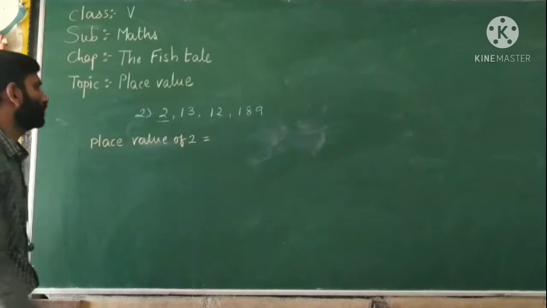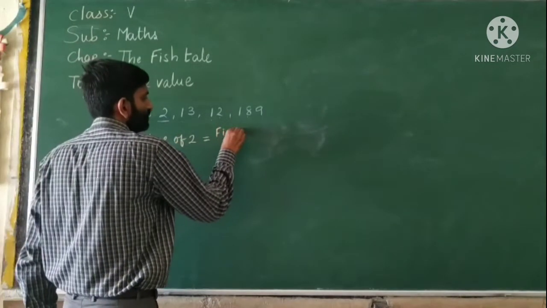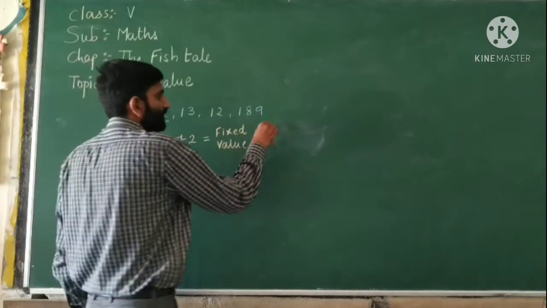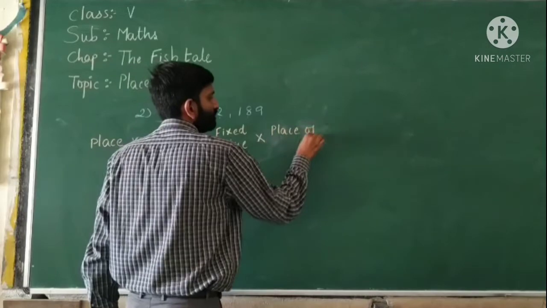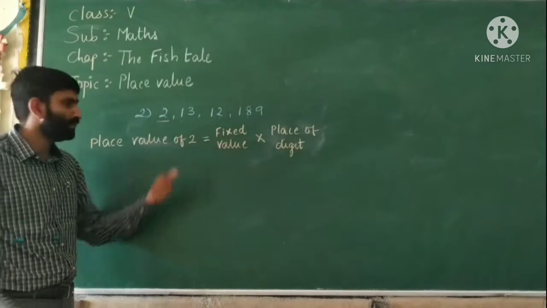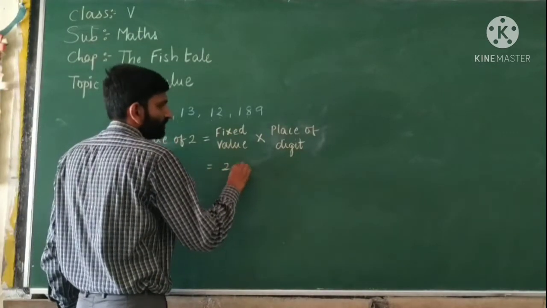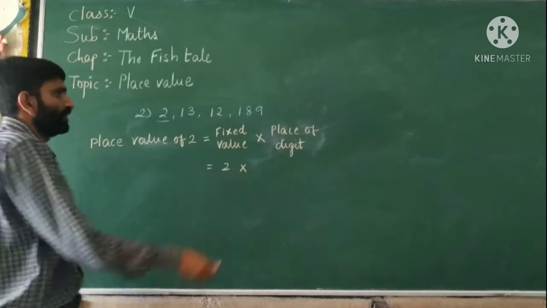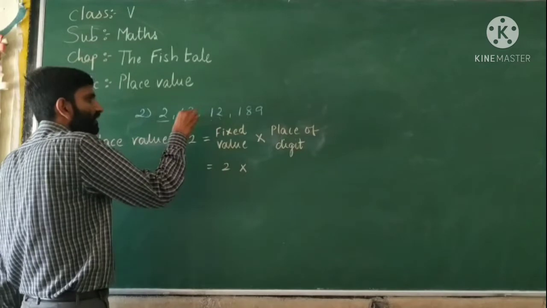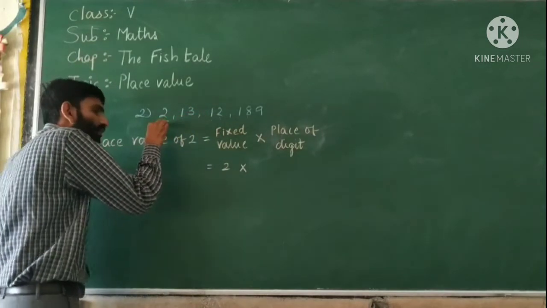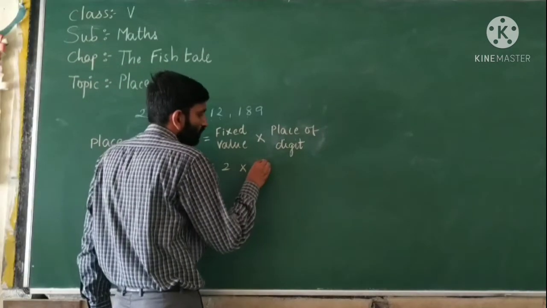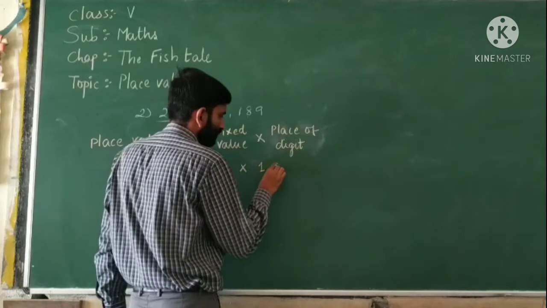Now, what is the fixed value in this number? It is 2. What is the place of the digit? We will find out. Ones, tens, 100, 1000, 10,000, 1 lakh, 10 lakh and 1 crore. So the place of this digit is 1 crore. 1 crore means 7 zeros after 1.